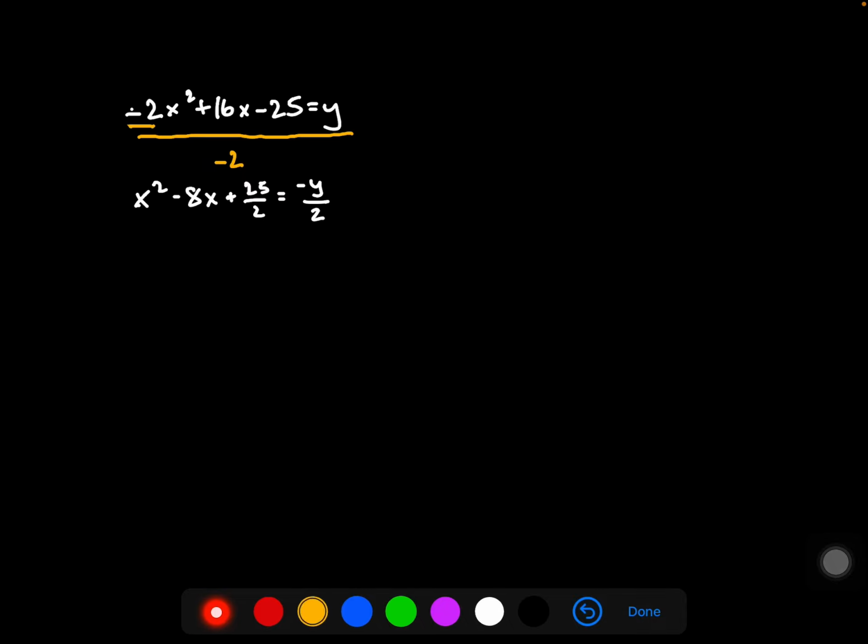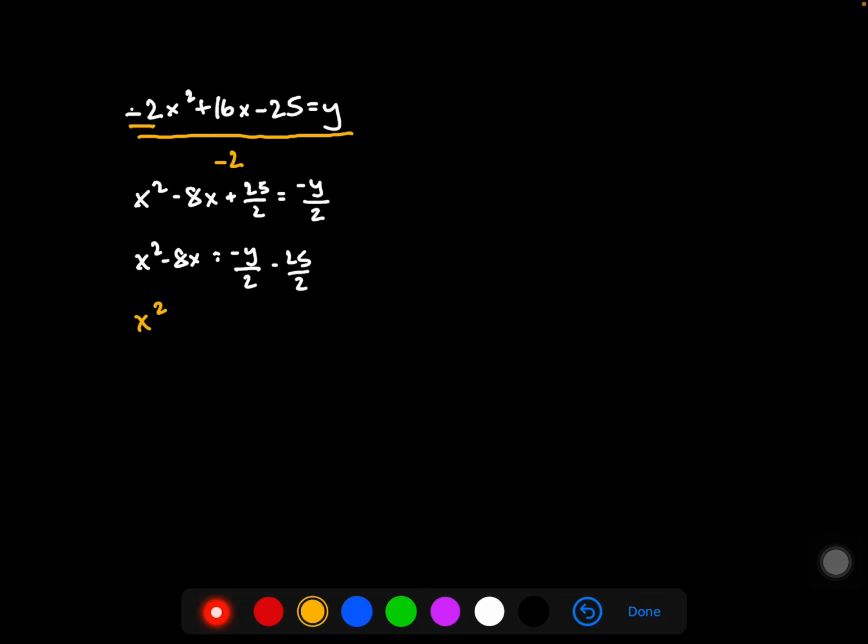Next, we'll move that c term, since this is not a perfect square, to the right by using the additive inverse, or by subtracting. And so we get x squared minus 8x equals negative y over 2 minus 25 over 2. And now we can complete the square.